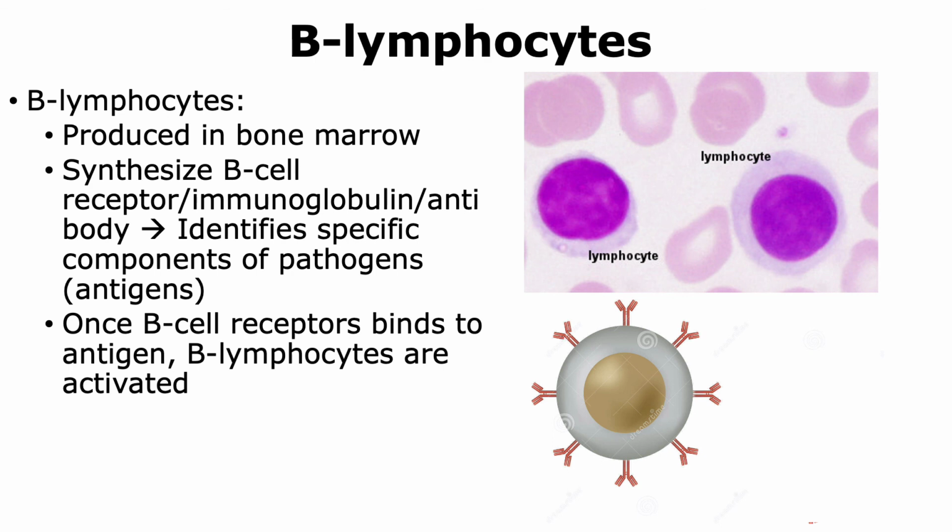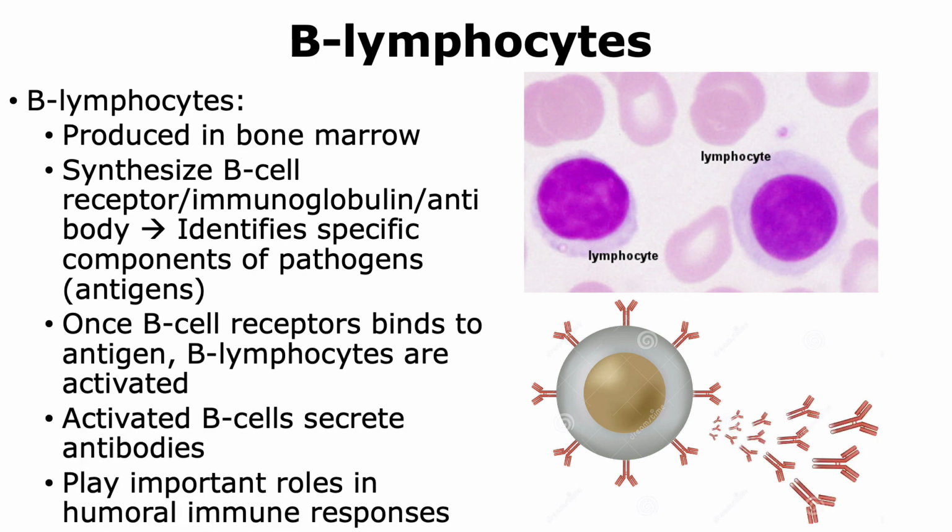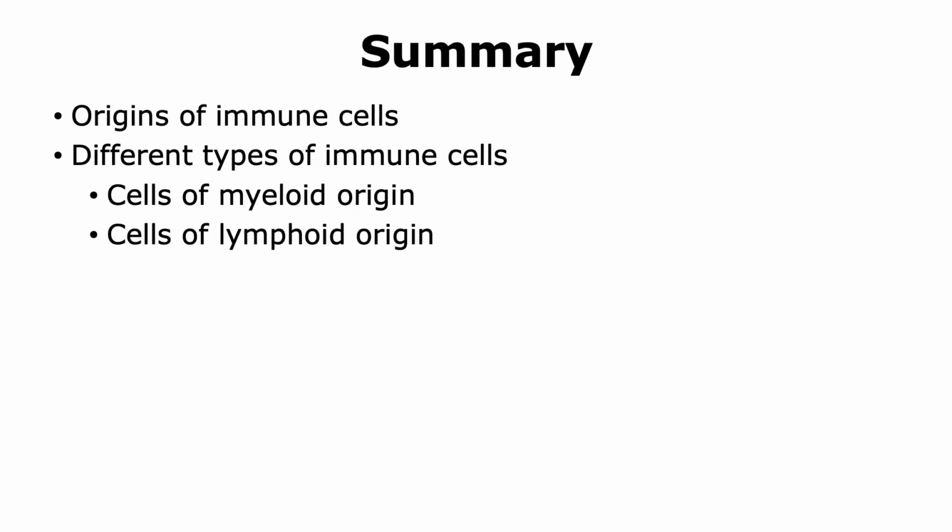So similar to the T lymphocytes, they are usually present in a naive state or an inactive state. Once the B cells are activated, they can secrete antibodies. So this is when the B cell receptor is cleaved off the cell surface and it is now free to move in the environment. B cells, since they make the antibodies, are the ones that play a very important role in humoral immune responses. With this, we come to the end of the origins of different immune cells and the cells that are formed from the common myeloid progenitor and the common lymphoid progenitor.